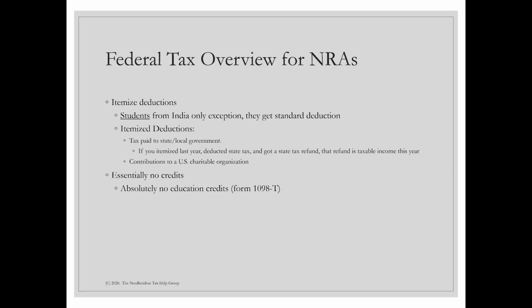Non-residents, unfortunately, get very few credits on their tax returns, and there are absolutely no education credits. That Form 1098-T, if you received one from your college or university, is intended to help residents claim those education credits. Since non-residents can't do that, you can basically just ignore that form. You're not going to need to use it for anything.